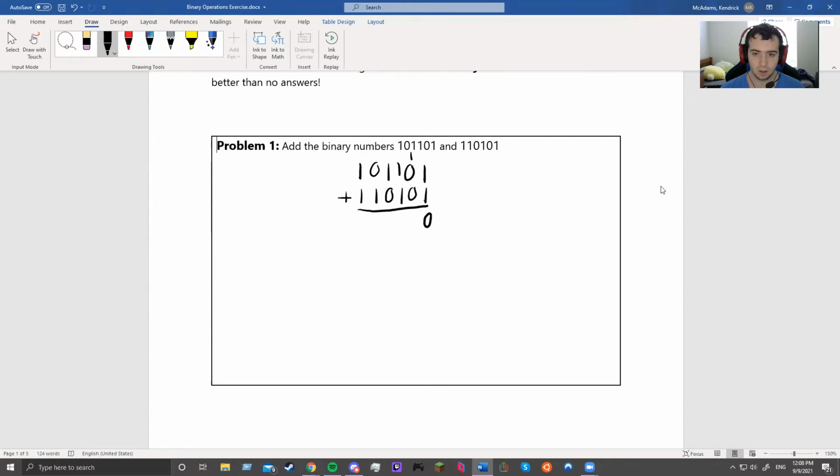So over here, 1 plus 0 equals 1. 1 plus 1 equals 2, which would make a 0 plus a 1 over here. 1 plus 1, that's a 0 and a 1. 1 plus 1, that's a 0 plus a 1.